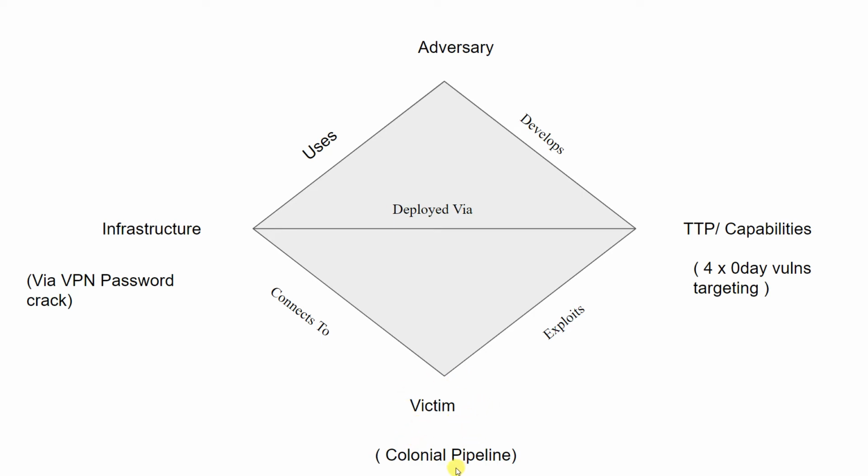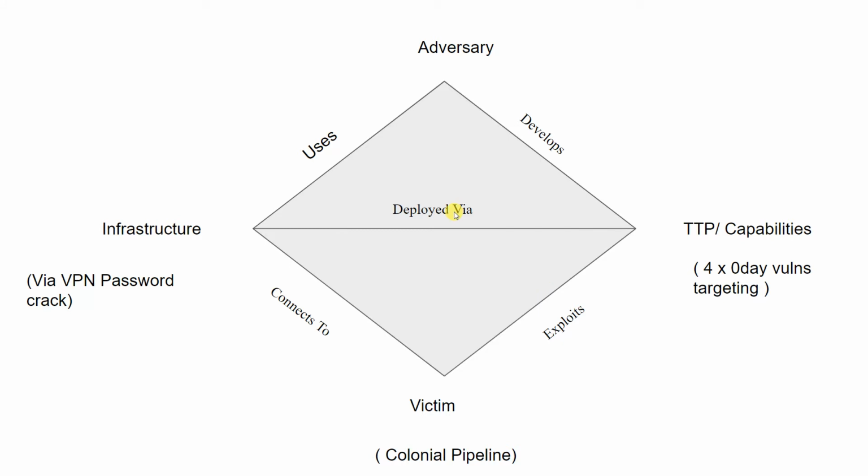So the victim in this case was the Colonial Pipeline, and for the infrastructure they used a virtual private network password crack to gain access to their network and demand, I believe it was ransomware, demanding money in Bitcoin.